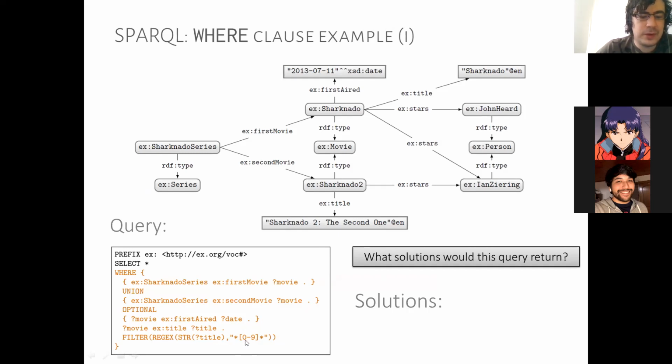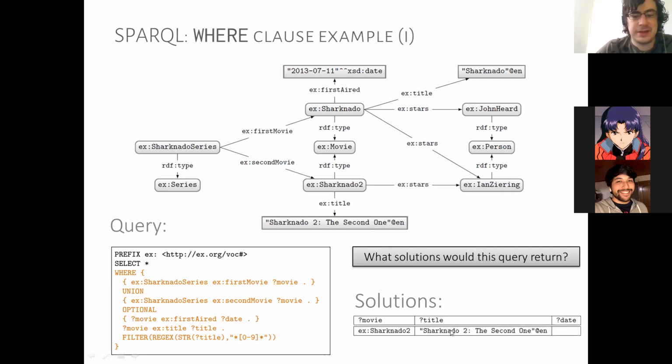And then we have one character that's in the range of 0 to 9, so a number, and then some suffix, right? So essentially, we're asking for titles that have a number in them. So that would be Sharknado 2. So the solutions for this, we would expect Sharknado 2 to be the only one returned, as it's the only one with a number in its title. We leave the date blank because it doesn't have one, but we express that as an optional. And that gives us the solution.